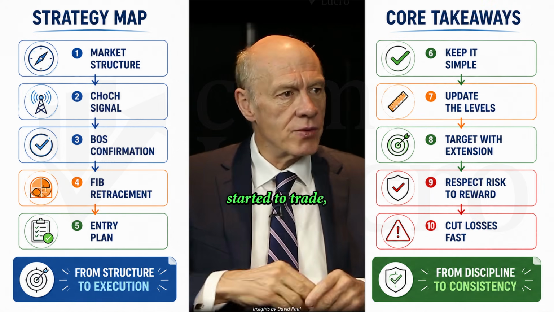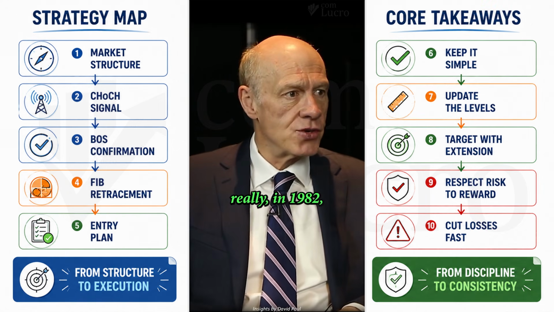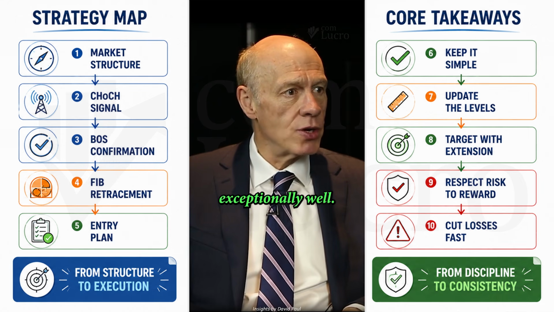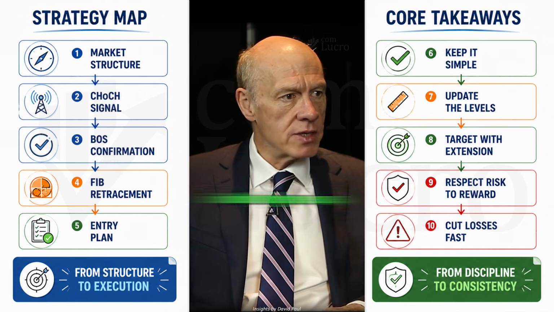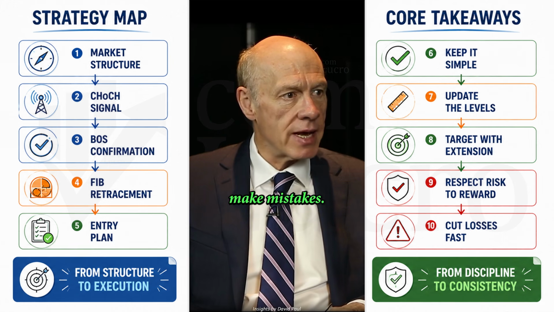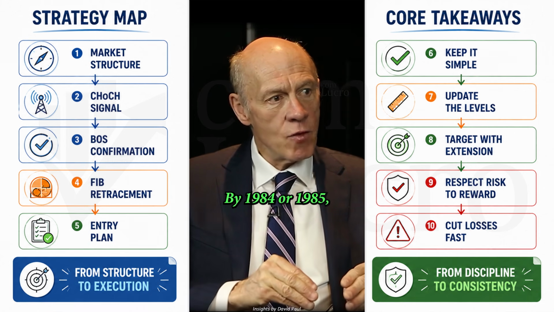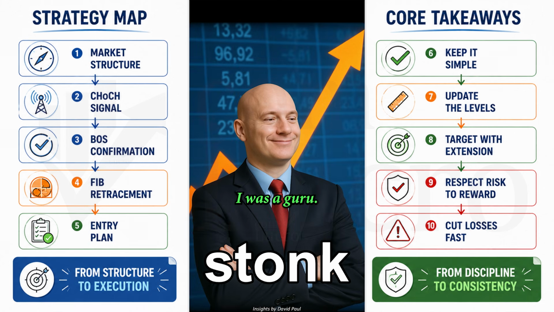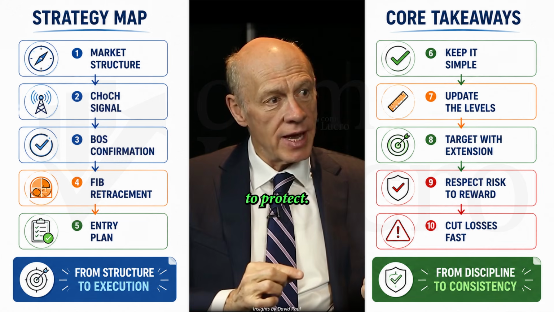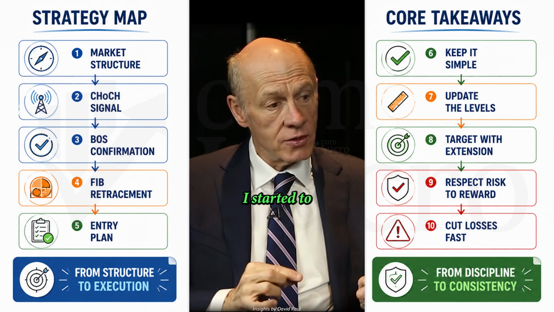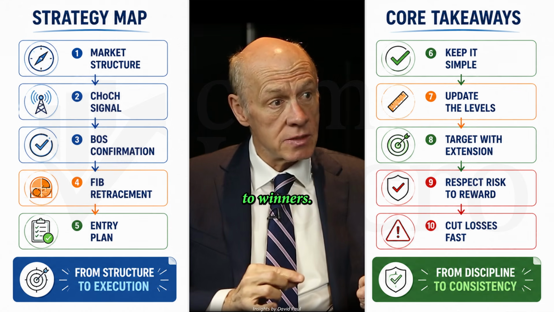When I started to trade really in 1982, I really didn't know that much, and I found that things went exceptionally well. Now, 2 or 3 years into the process, I found myself starting to make mistakes. When I started, I knew nothing. By 1984, 1985, I know I was a guru. I'd been on courses, I read the books. I now had something to protect, and I started to make mistakes in not cutting losers quickly. I started to make mistakes in not adding to winners.